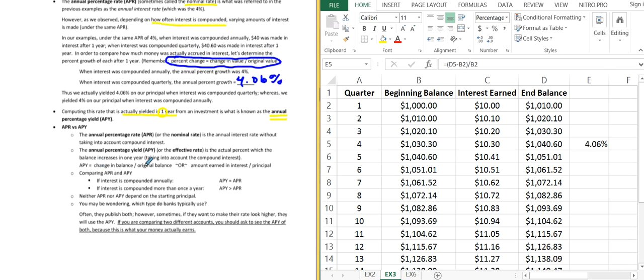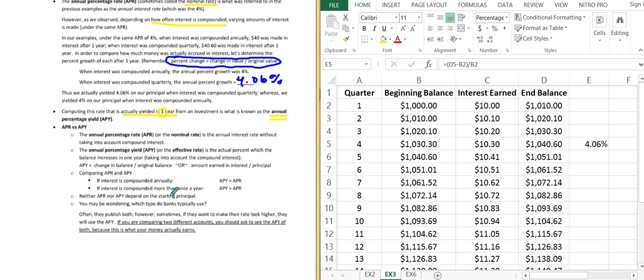All right, so let's look at just a few observations about these. So the APR is the often advertised interest rate, and it's what the annual interest rate is without taking into account any type of compounding with the compounded interest. The annual percentage yield, sometimes called the effective rate, is the actual percent that your balance changes in a year. So it takes into account the compounding of the interest. So think about what we just did right here.